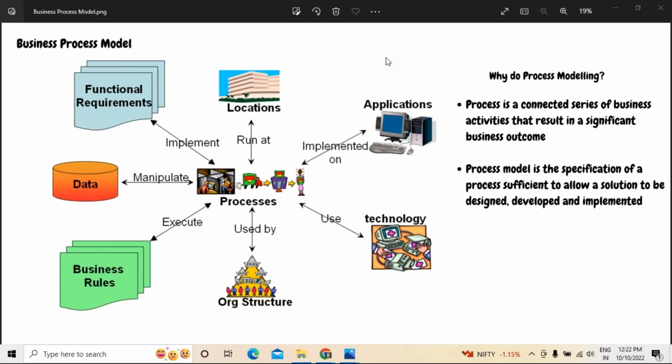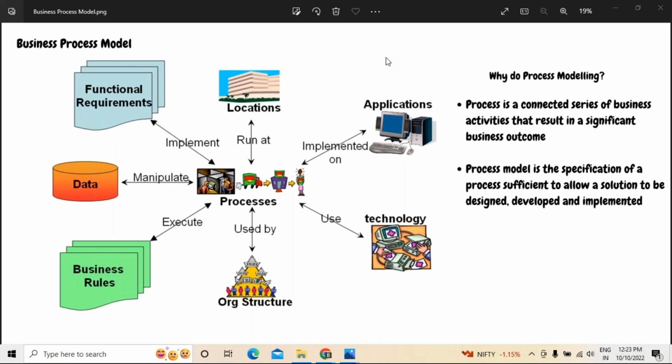So if you see at a high level the business process model, whatever functionalities we are going to develop, either functional requirements relating to application development, we need to understand the processes which are connecting with different things. These functional requirements will be connecting with data, because here we need to manipulate the data, either to extract information from the database, or to update the information in the data. So this data will be connected here.